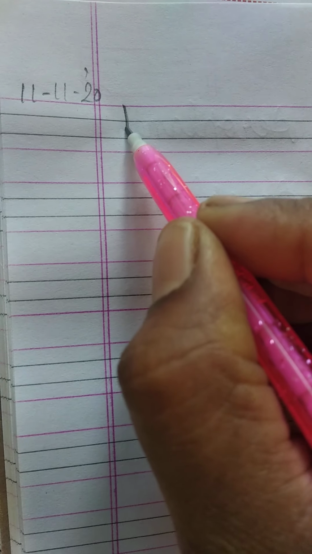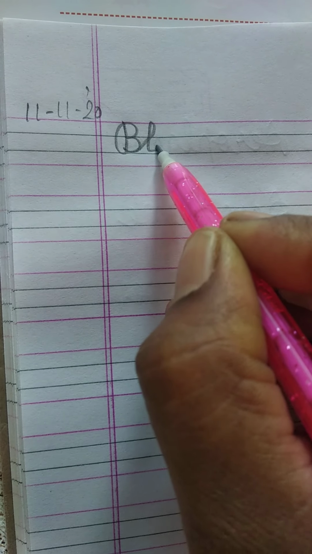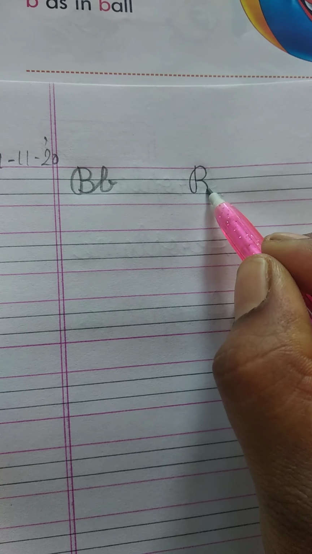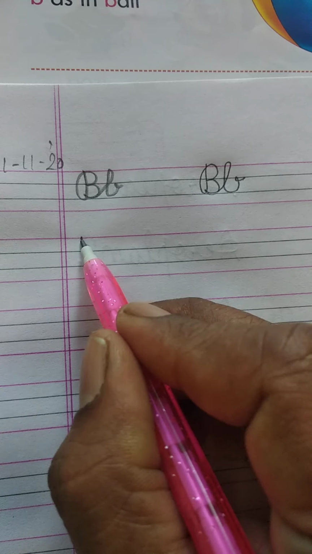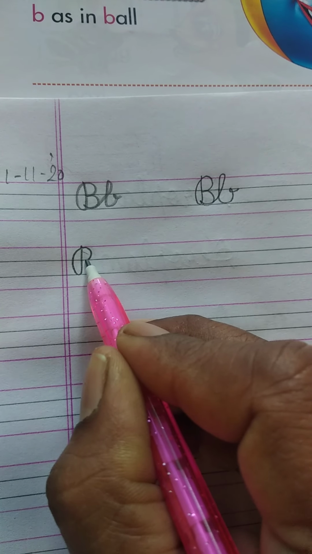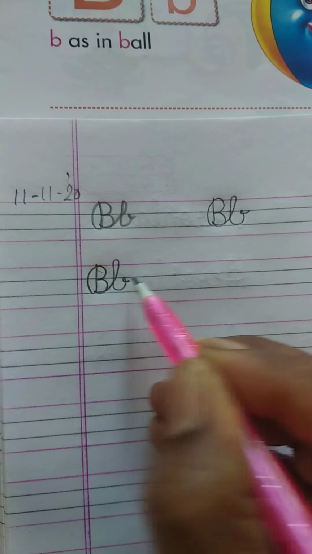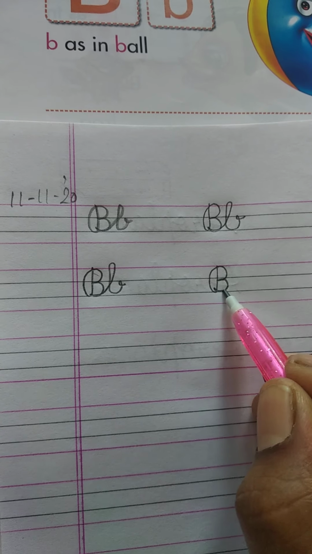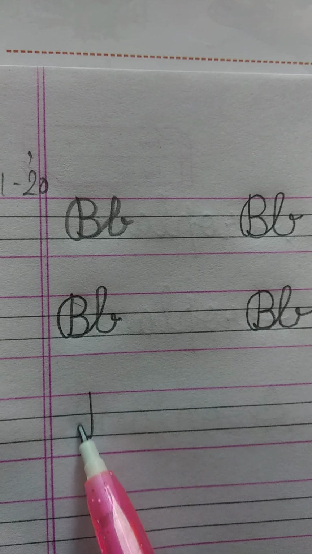11-11-20 apostrophe. Today we will learn B. Already you learned capital B and small b. B again. See very carefully. B.